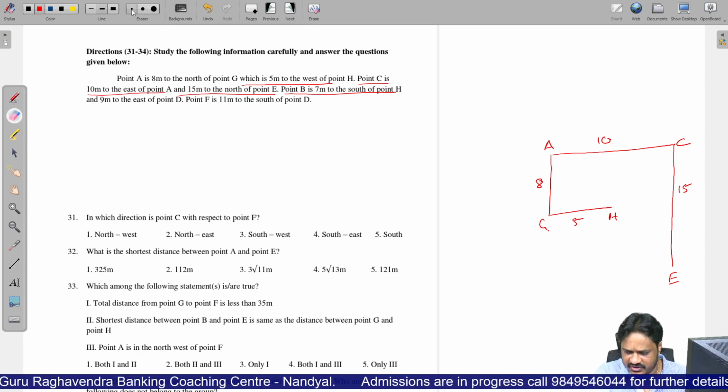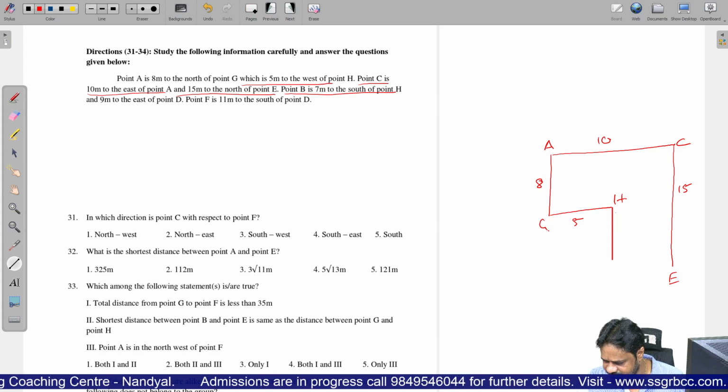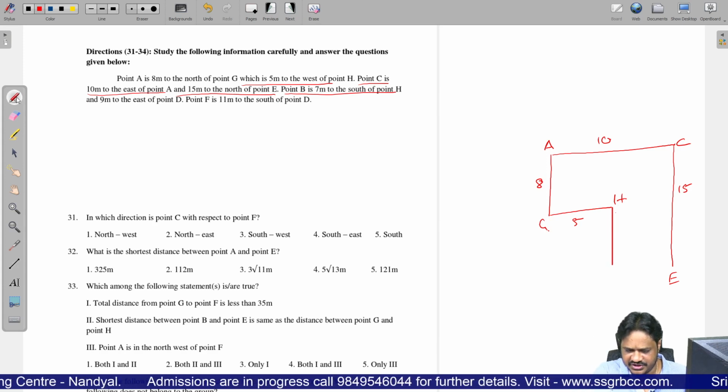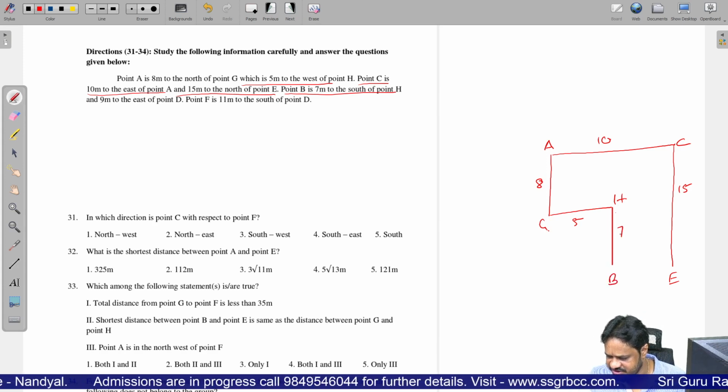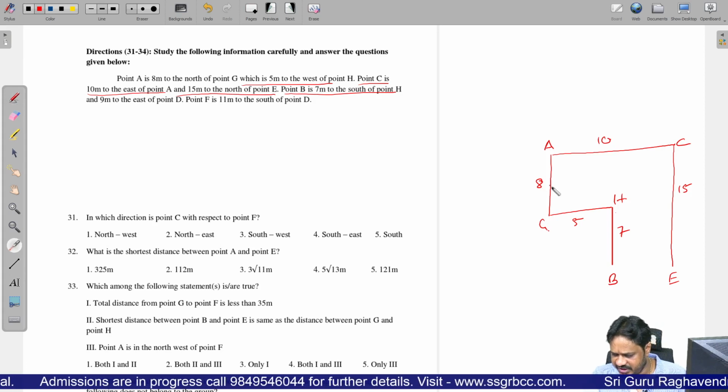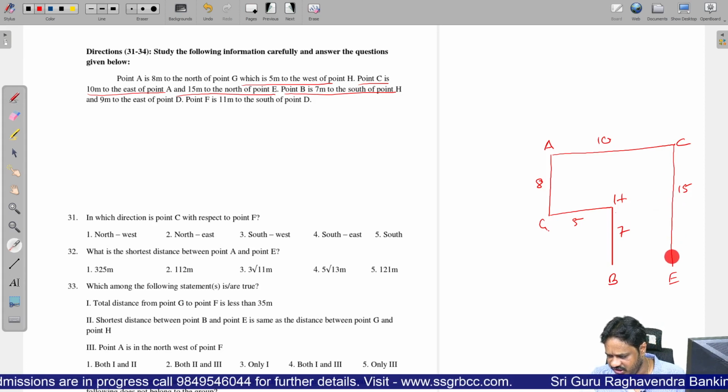Now, if you take this as H, from H, 7 meters, here we will get B. This is 7 meters. So, 8 plus 7, total 15. So, B and E should be in a straight line.